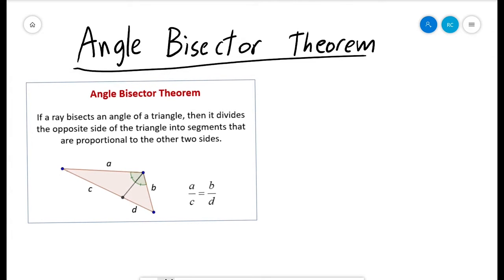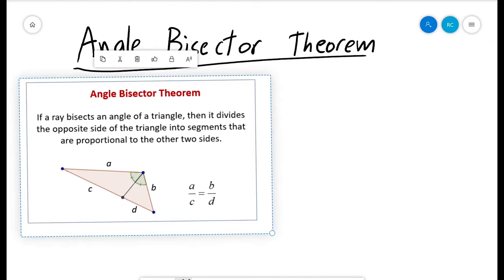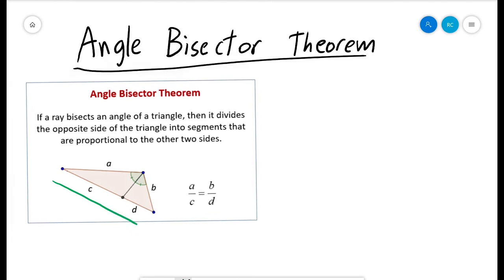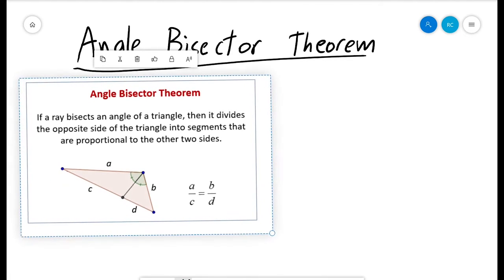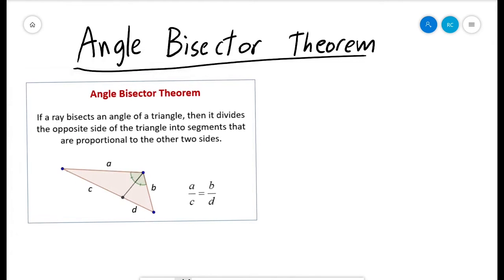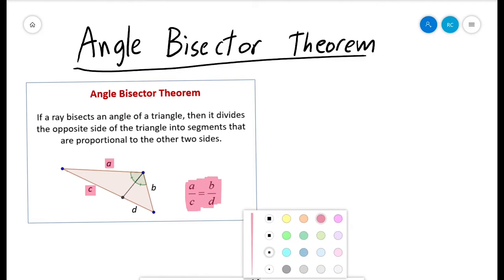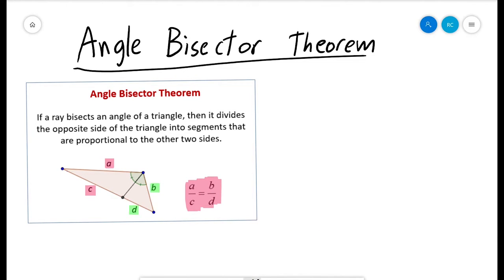So, angle bisector theorem. If a ray, that would be this ray right here, bisects an angle of a triangle, then it divides the opposite side of the triangle, that's this side here, into segments that are proportional to the two other sides. In other words, most importantly, A over C equals B over D. Or vice versa. Remember, all of these proportions can go the other way.